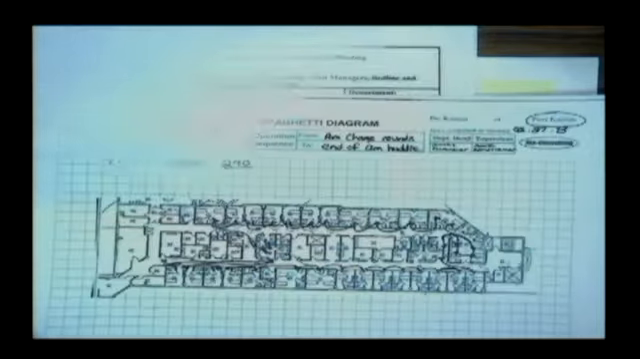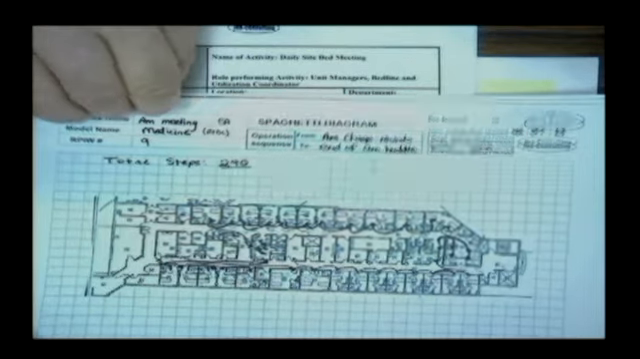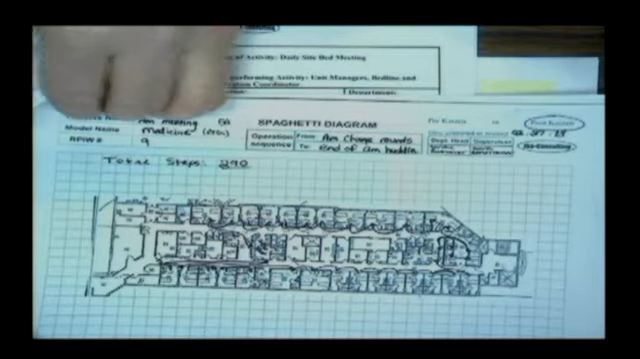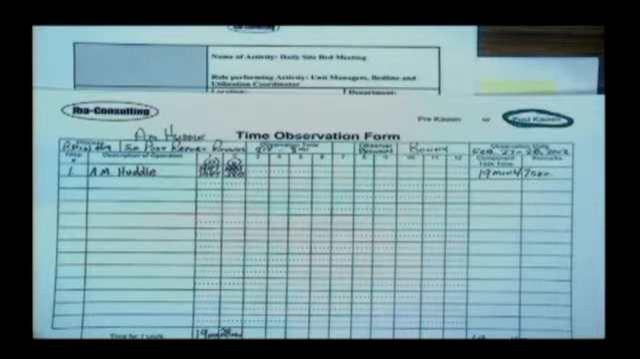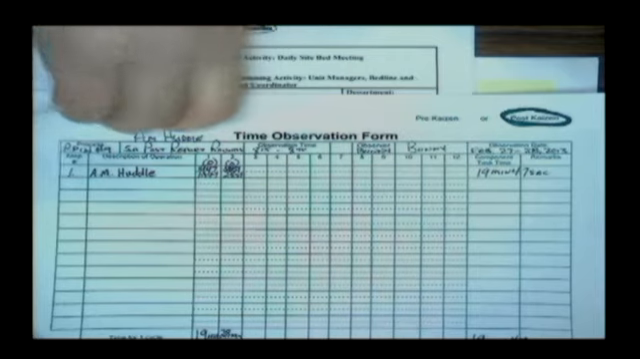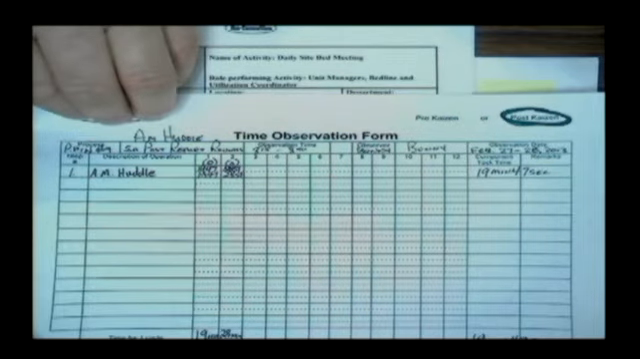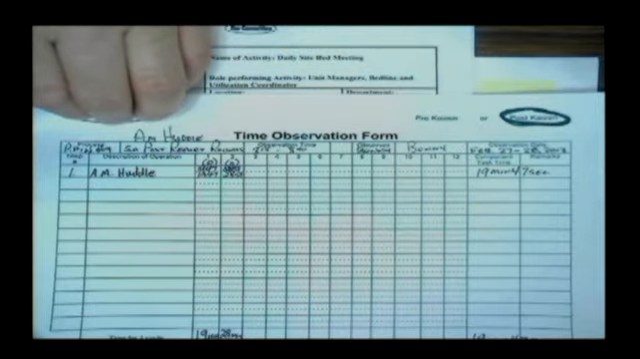Next, we created a spaghetti diagram to see the flow of the new AM huddle and how it is going to work. We find it very efficient and also patient-centered. And lastly, we did some time observations. And as we were looking at these and collating the data with all the time observations that we did, we concluded that these took about 20 minutes to perform our AM huddle.